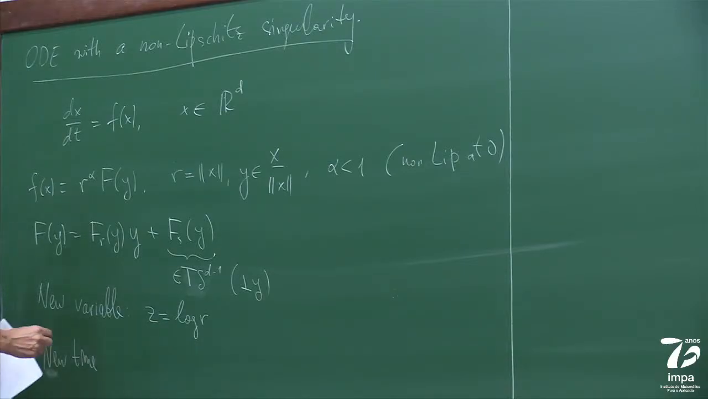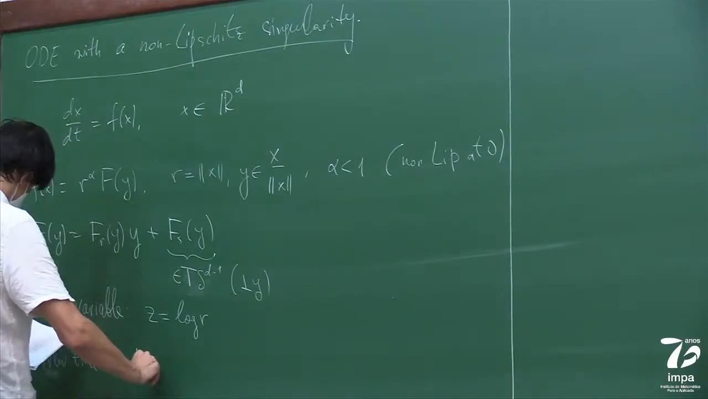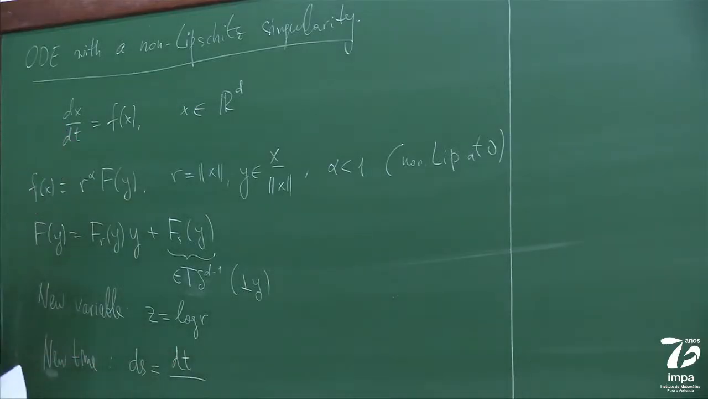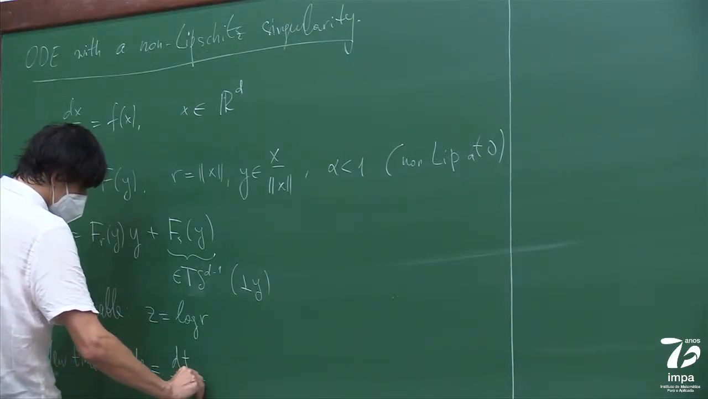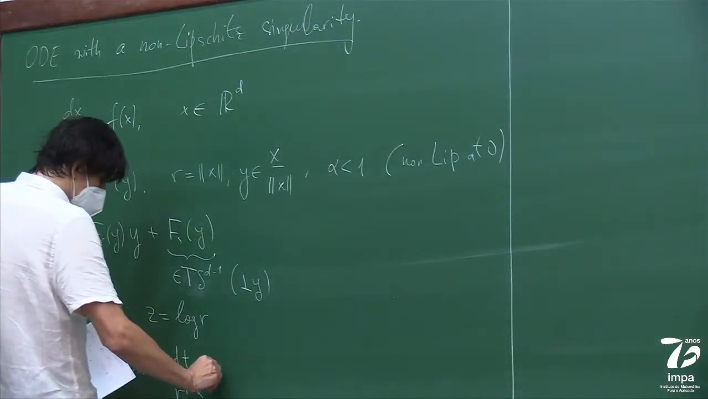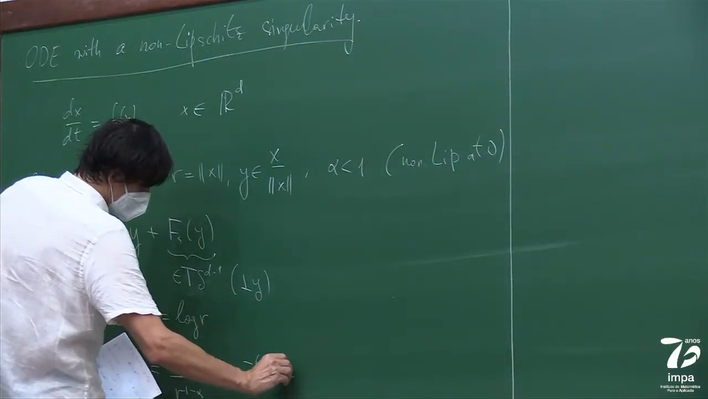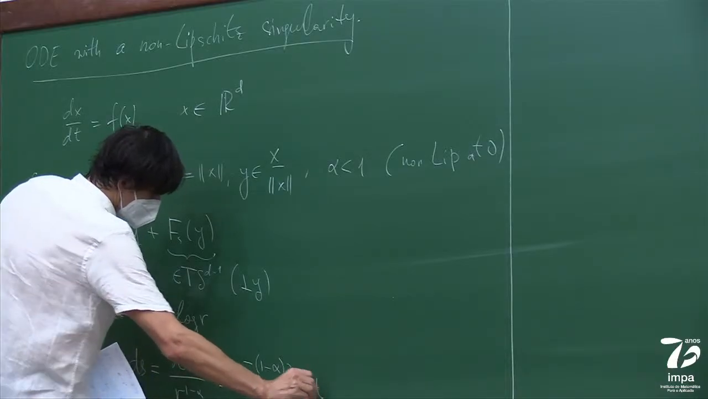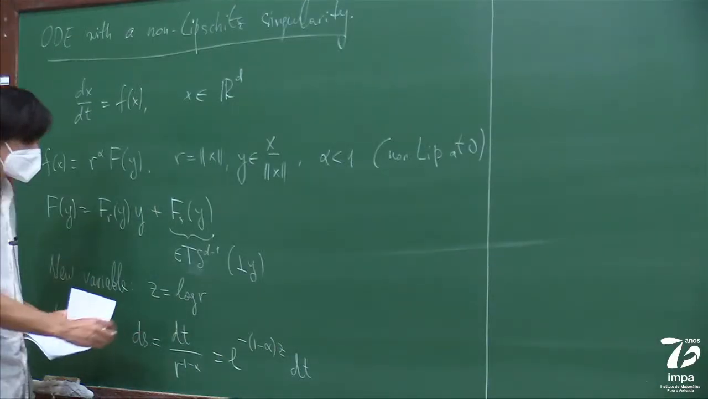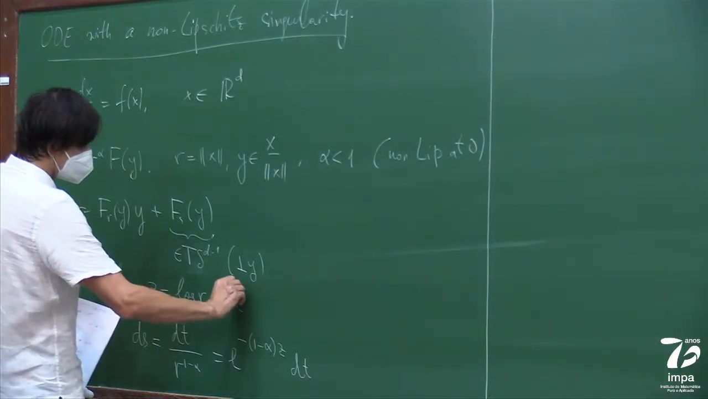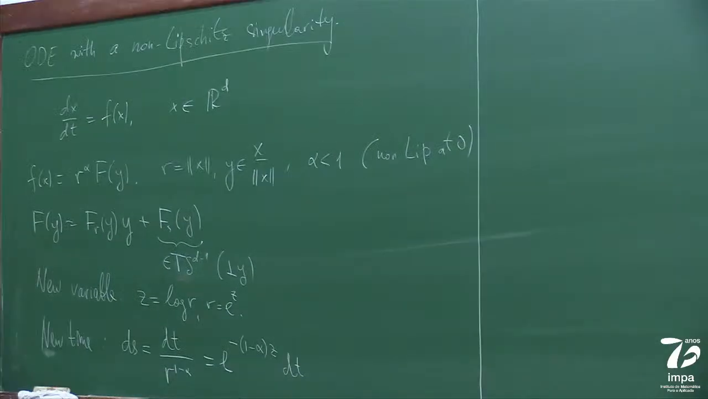And then the new time is also introduced in the same spirit. So when we're close to 0, we want to stretch the time. So when we're approaching the singularity, we want the time to change slower and slower. So we never really come to the point in that new time. So what we do is we divide by r^(1 minus alpha). And so in terms of z, it will be minus (1 minus alpha) z dt. So just put r is exponent of z. So this is what was our setting.